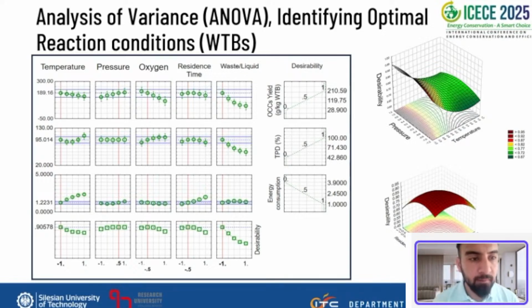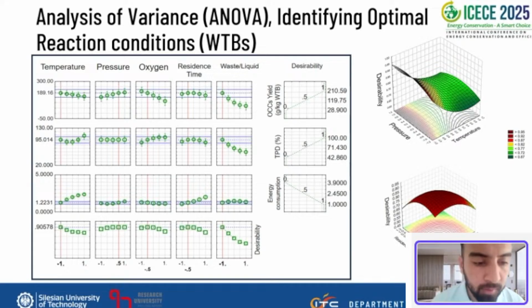If you see here on the graph, I am mentioning the same parameters: temperature, pressure, oxygen, residence time, and waste to liquid ratio. On the top, you are seeing the yield of oxygenated chemical compounds and its behavior against increasing temperature, pressure, oxygen, residence time, and waste to liquid ratio. The second graph shows the yield of total polymer degradation in percentage, and its behavior against the increasing values of the tested parameters. Then we see the energy consumption on the third line, and how it changes when the parameters change during the process.